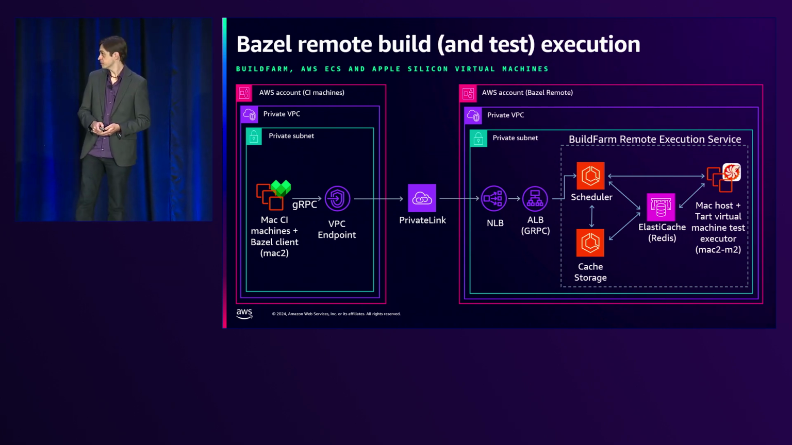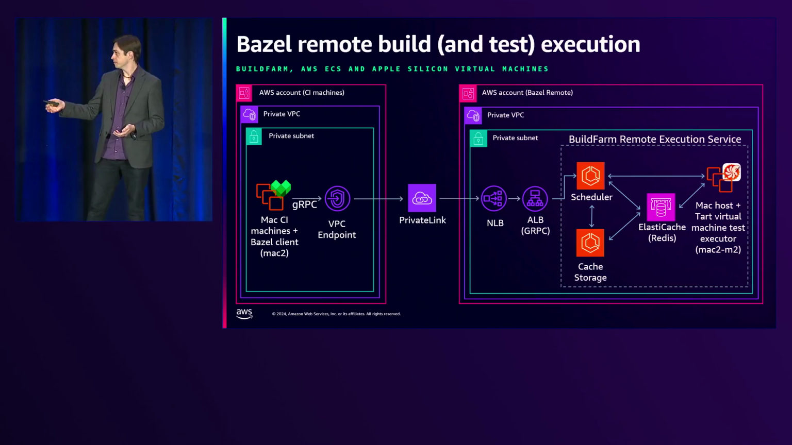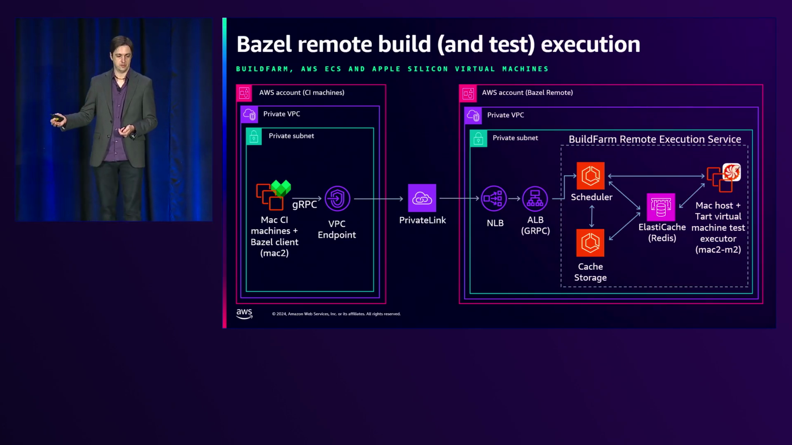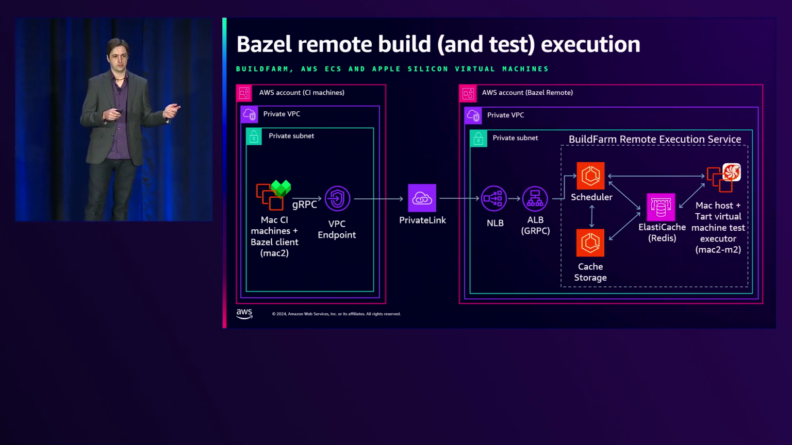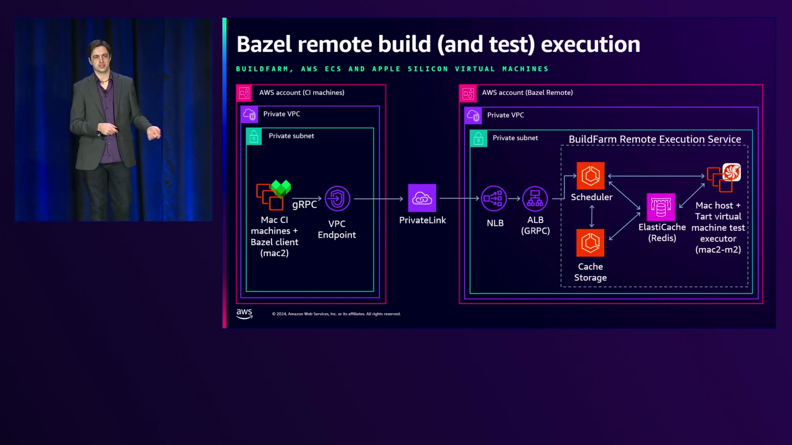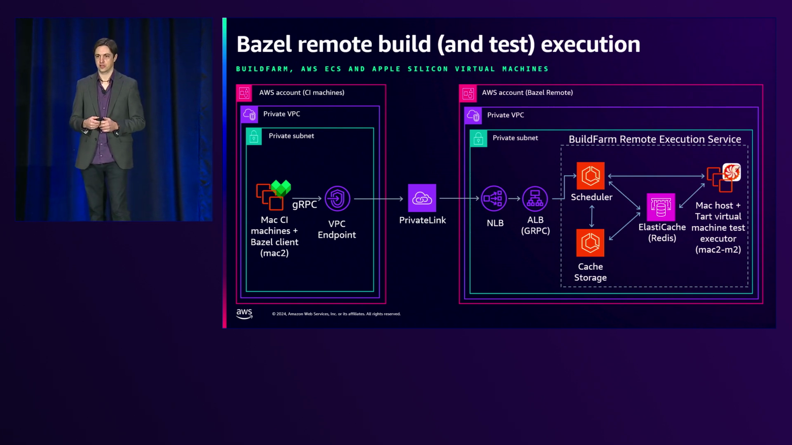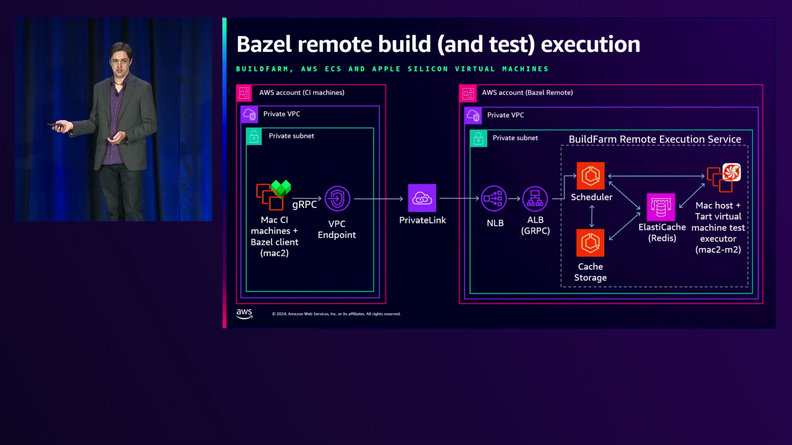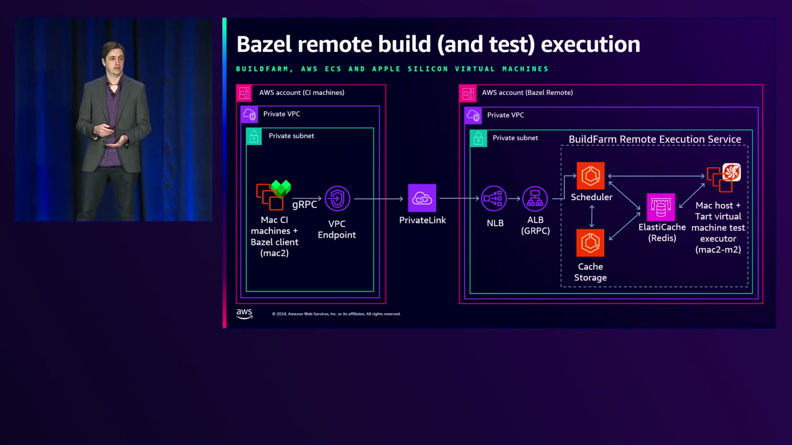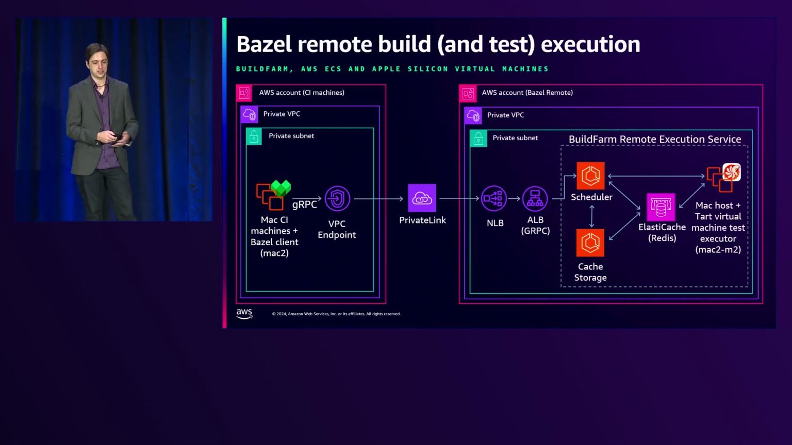If I look from left to right, the flow looks like we've got the build machine, which uses Bazel. Bazel uses gRPC to do the whole remote build protocol. We use private link and VPC endpoints to get from one private VPC to another private VPC because there's a lot of bandwidth involved in this. That hits a network load balancer because that's a native target of private link. It goes through an application load balancer because that lets us do layer 7 health checks, and it understands gRPC.